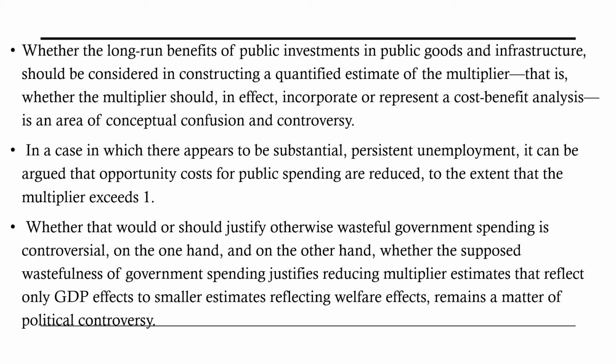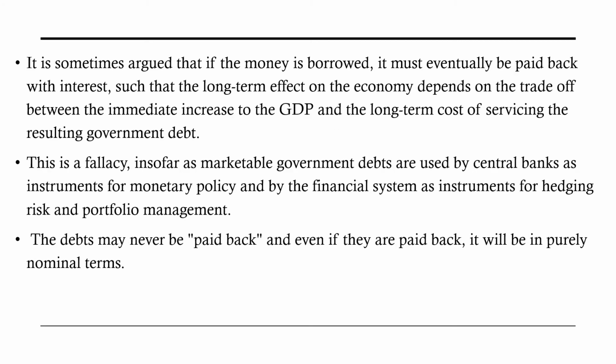In a case in which there appears to be substantial persistent unemployment, it can be argued that the opportunity costs for public spending are reduced. This is reduced to the extent that the multiplier exceeds 1. Whether that would or should justify otherwise wasteful government spending is controversial. On the other hand, whether the supposed wastefulness of government spending justifies reducing multiplier estimates that reflect only GDP effects to smaller estimates reflecting welfare effects remains a matter of political controversy till now.